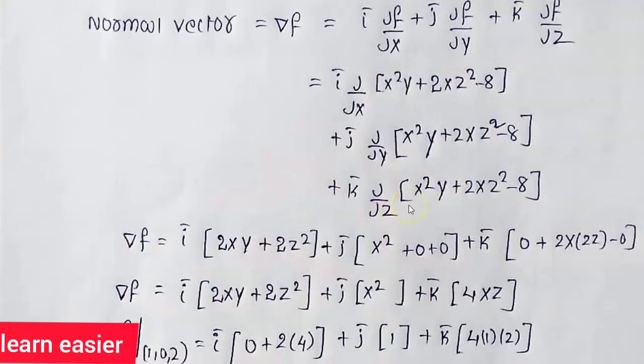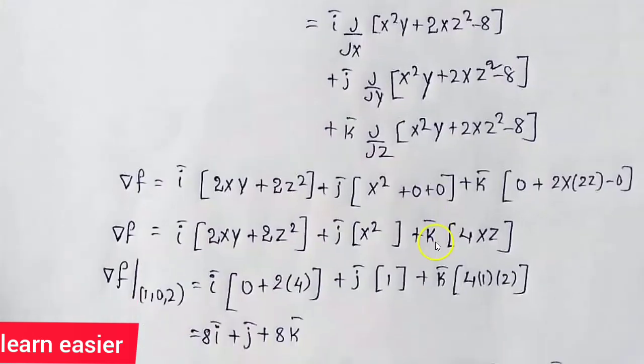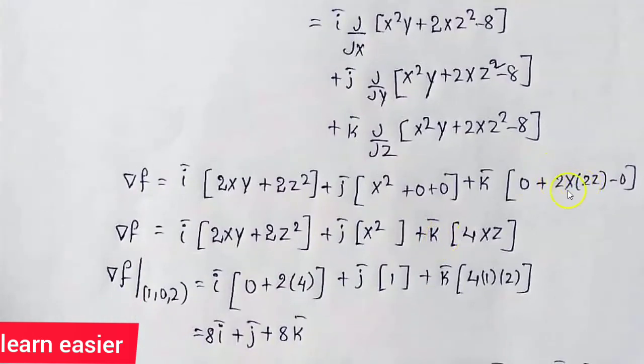we have to differentiate this function with respect to z by taking x and y as constants. Here we have x squared into y, and this term doesn't contain any z term, so it is considered a constant, and the derivative of a constant is 0. And next, here we have z squared. So the derivative of z squared is 2z into 2x, minus 0 because 8 is a constant. So finally we get i bar into (2xy plus 2z squared) plus j bar into x squared plus k bar into 4xz, because 2 times 2 is 4, so 4xz.